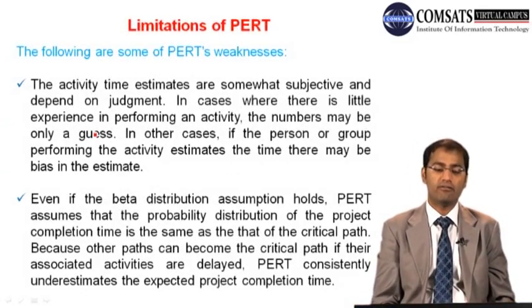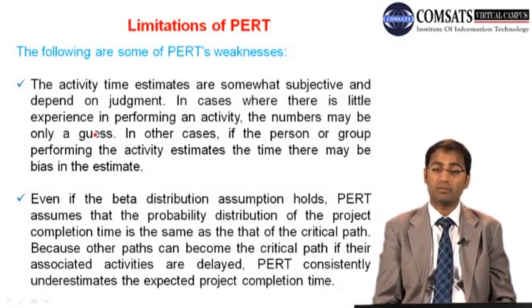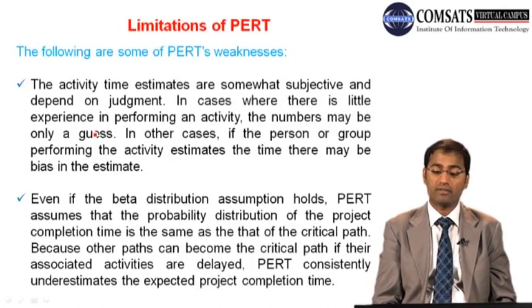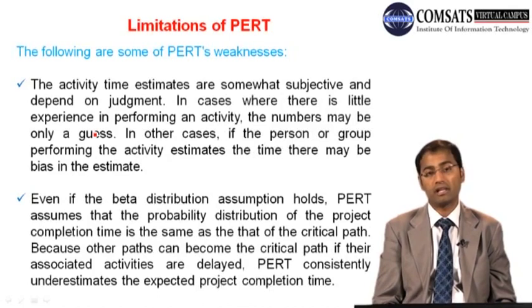Limitations of PERT, there are a few. The activity time estimates are somewhat subjective and depend on judgment. In cases where there is little experience in performing an activity, the numbers may be only a guess. In other cases, if the person or group performing the activity estimates the time, there may be bias in the estimates as well. Even if the beta distribution assumption holds, PERT assumes that the probability distribution of the project completion time is the same as that of the critical path.